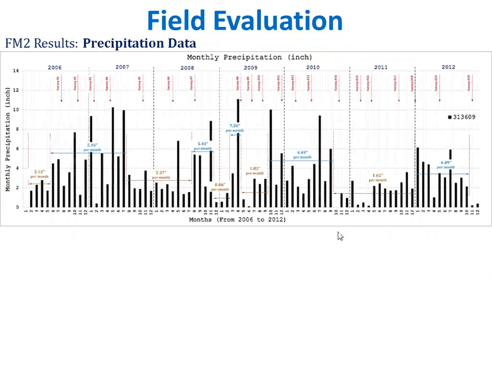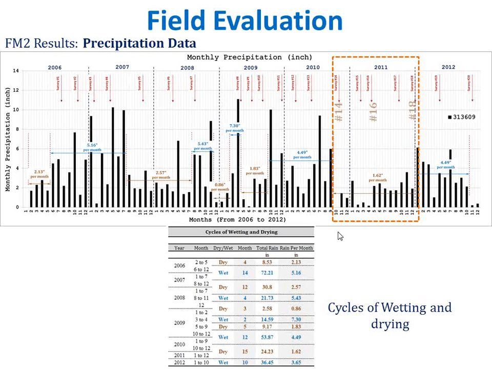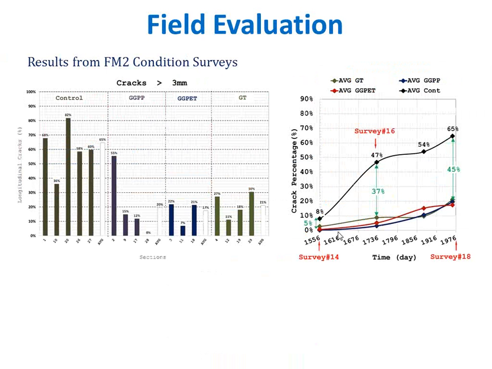So this is the histogram of precipitation. And the one that I'm going to focus on is this one. In 2011, this was a record dry season. And I'm going to quantify how specifically the longitudinal cracks have evolved from before to after the end of the dry season. Condition surveys 14 and 18. And this is it. This is longitudinal cracks in percentage.